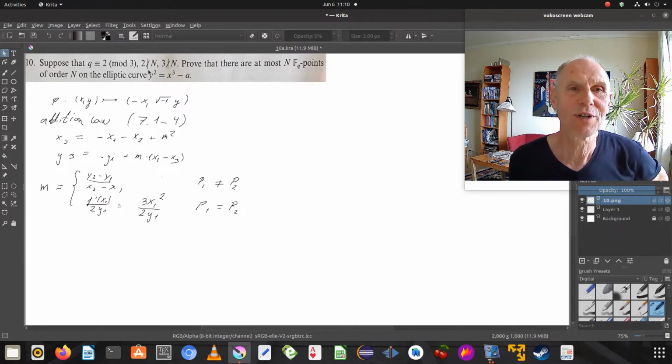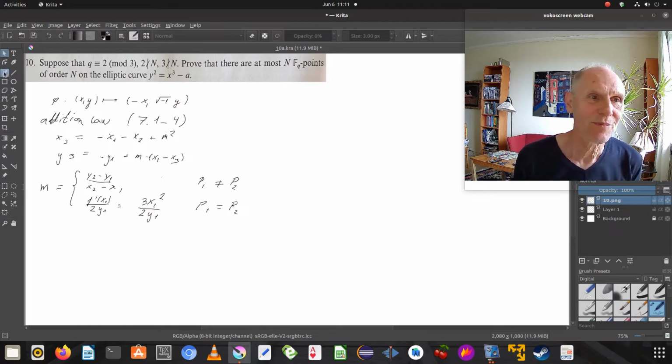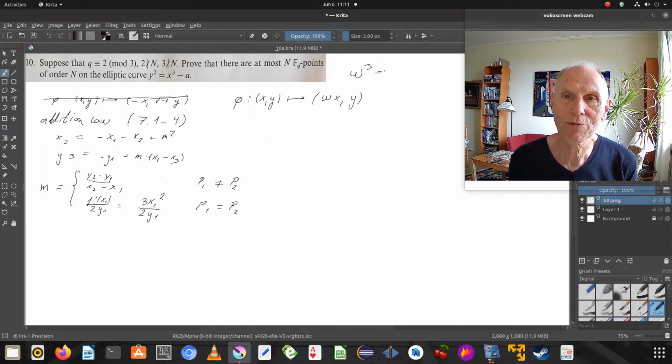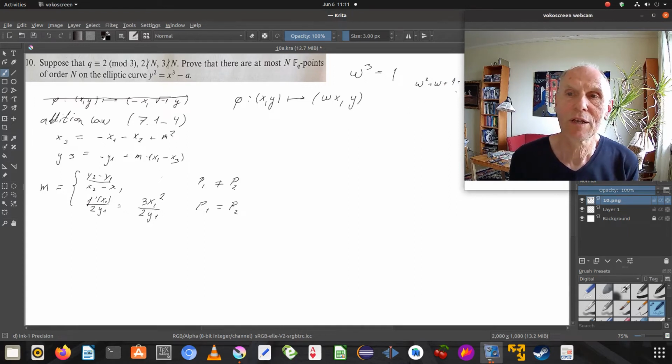On this curve, we need to make another one specific for this curve, and the one we need might look like this, where omega is a cubic root of unity, not unity. That means that omega squared plus omega plus 1 vanishes.